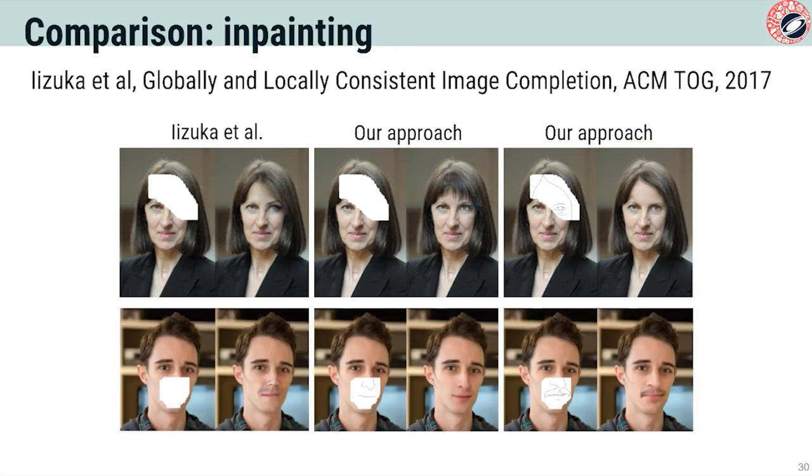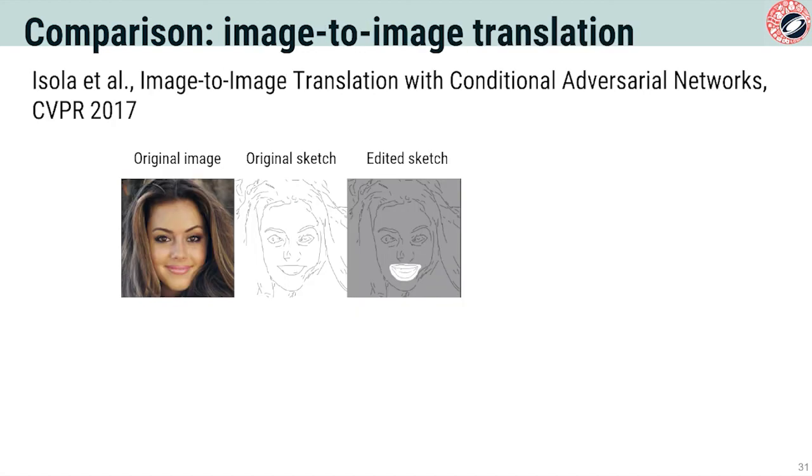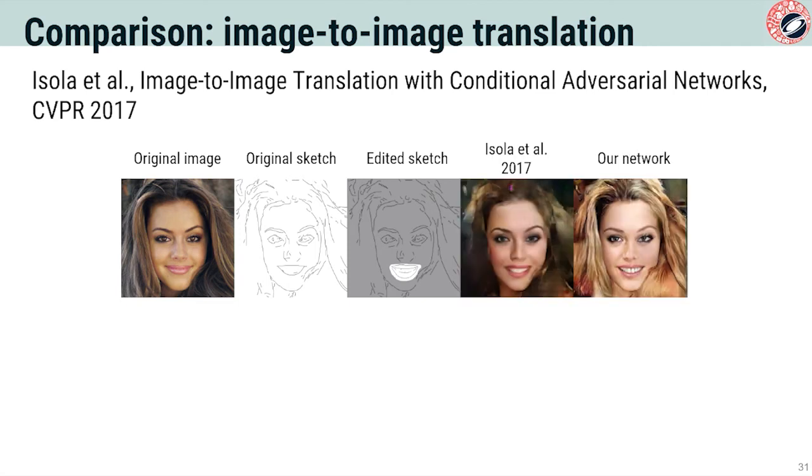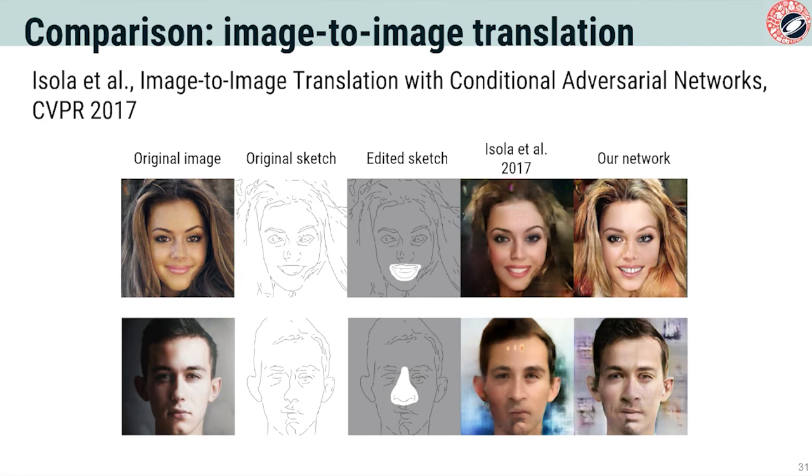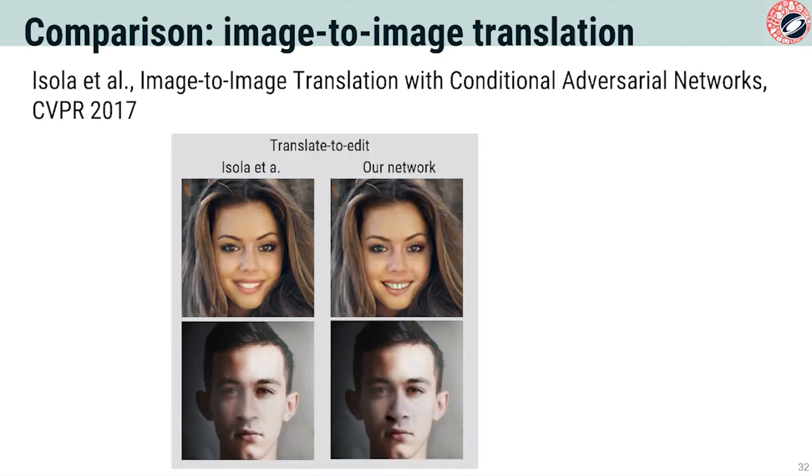And here is another example, including the synthesis of a mustache, as you see on the right. Now, finally, here's a comparison to image-to-image translation, which could be used as an alternative to our approach. Here, the idea is that we train a sketch-to-image translation network similar to the work by Isola et al., and then the user would just edit the sketch, and we would run the network. However, this solves a global image-to-image translation problem, and it often leads to artifacts, especially in the background areas. This is even more visible in the second example.